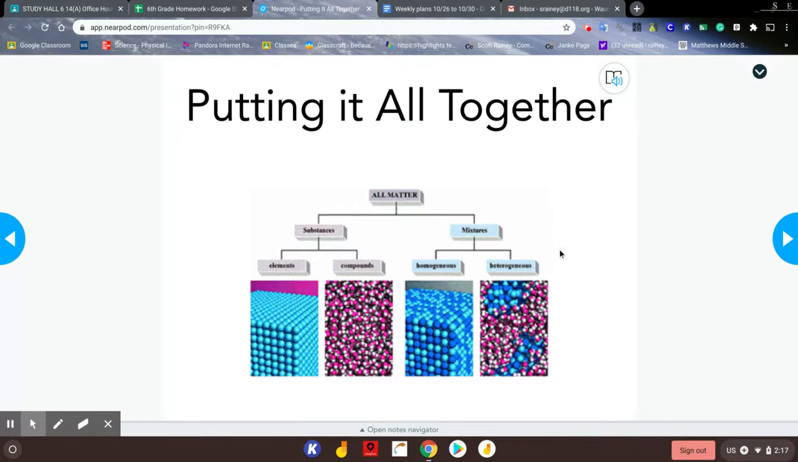All right, I just wanted to go through the putting it all together Nearpod activity for today, in case you had any questions about how to fill it out. Again, we were talking about mixtures, so the point of today was basically putting it all together just to make a mixture.